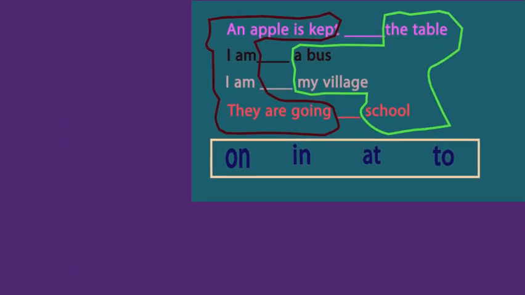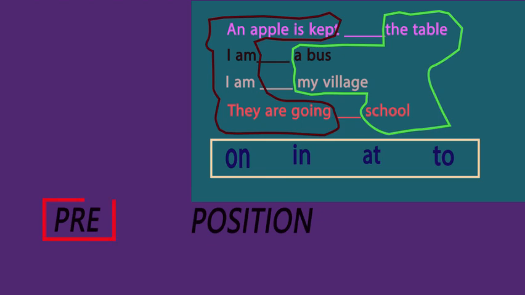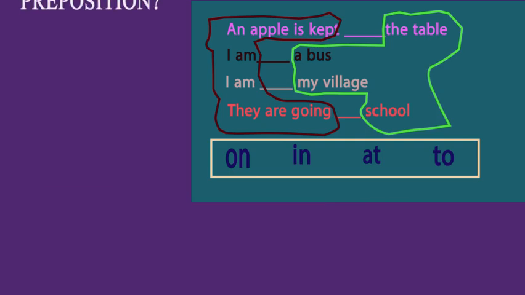Preposition consists of two words. One is pre and another one is position. Pre means prior or before, and position means place. For the basic understanding, preposition is a word which is placed before a noun or pronoun. But we will try to understand the detailed meaning of preposition. So what is preposition?